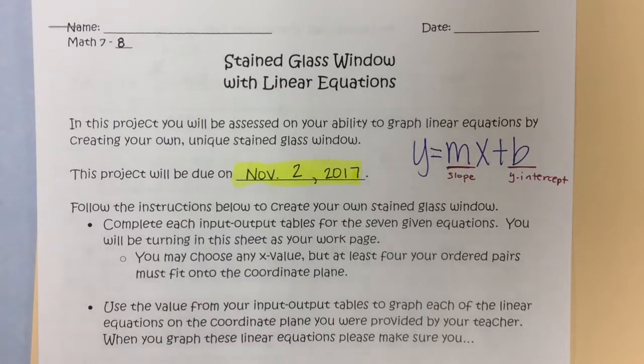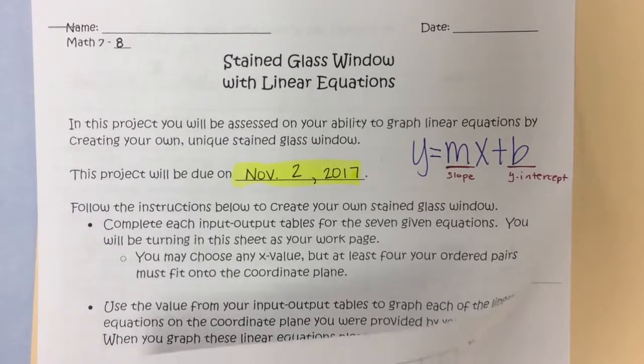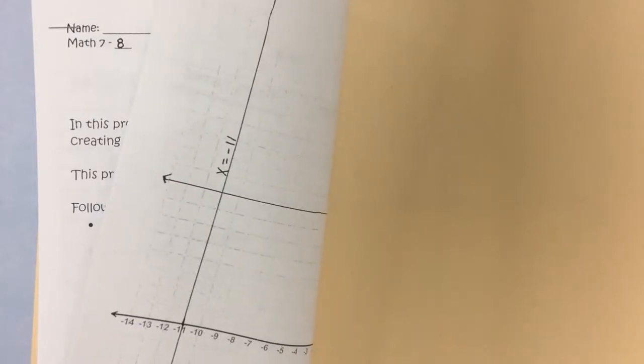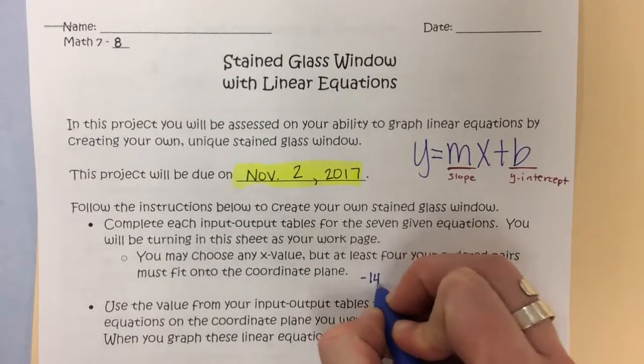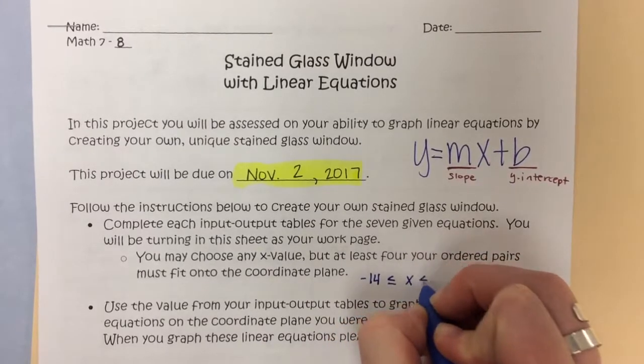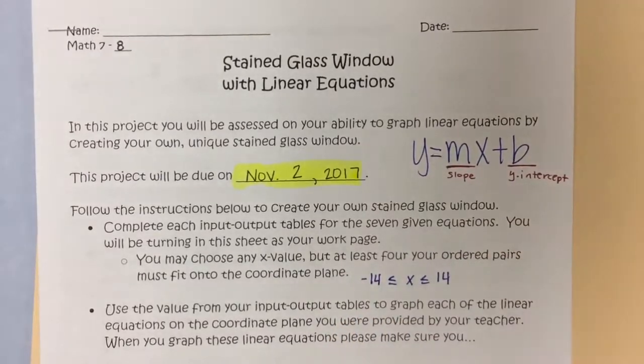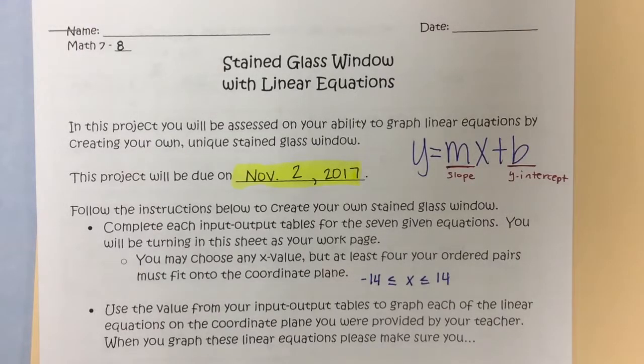You may choose any x value, but at least 4 of your ordered pairs must fit in your coordinate plane. So you're going to choose x values that are on your coordinate plane. And if I look at the coordinate plane, that means my x values can be anywhere between -14 and +14. That will make them fit on the graph. So you're going to choose your x values. Remember what I told you? I like to use 0 and 1 or -1 because it makes the math a little simpler, but you can choose whichever you need to.